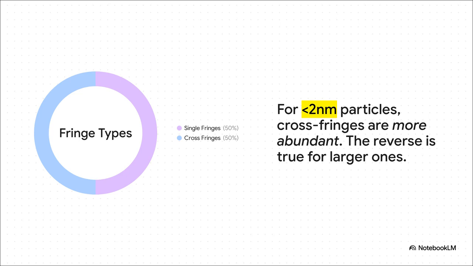And using this fingerprinting method leads to some really fascinating, almost weird insights. For example, the maps predict this surprising crossover point. For particles that are bigger than about 2 nanometers, you're much more likely to see simple, single fringes. But for particles smaller than that, the more complex cross-fringe patterns actually become more common. It's totally counterintuitive, but it's a direct result of the geometry of the map.